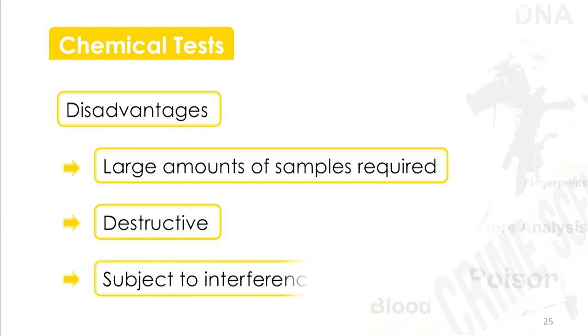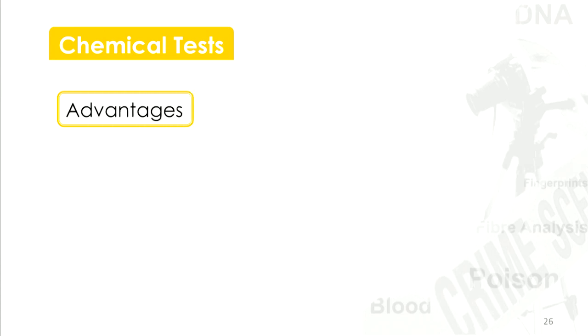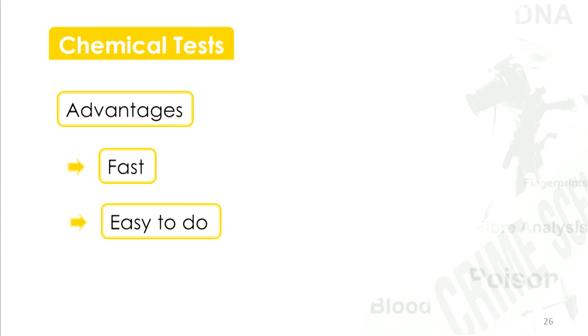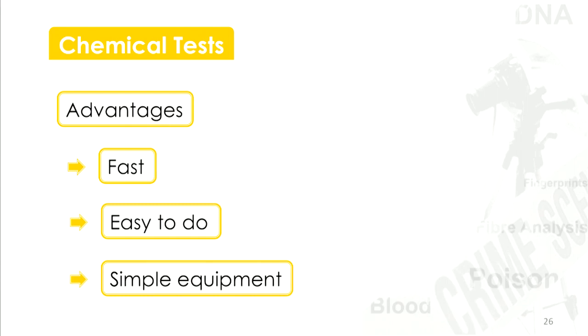They are also subject to interference because we are talking about analyzing objects that contain multiple elements. So the analysis for one element might interfere with another element, and therefore the results can be difficult to interpret and unreliable. On the other hand, they do have some advantages. They are often fast, they're often easy to do, and they require simple equipment such as a test tube. But despite these three advantages, we no longer use them because modern methods have superseded these old chemical tests.